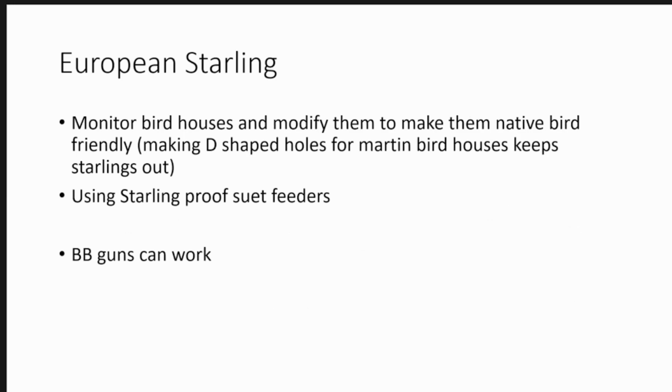European starling. Monitor birdhouses and modify them to make them native bird friendly. D-shaped holes for martin houses keep them out. Always try to encourage your native bird friends to enter your area, such as by using starling-proof suet feeders. And if all else fails, a simple BB gun will also do the trick. Probably get that sucker to like 3-5 pumps. Just take a crack shot.